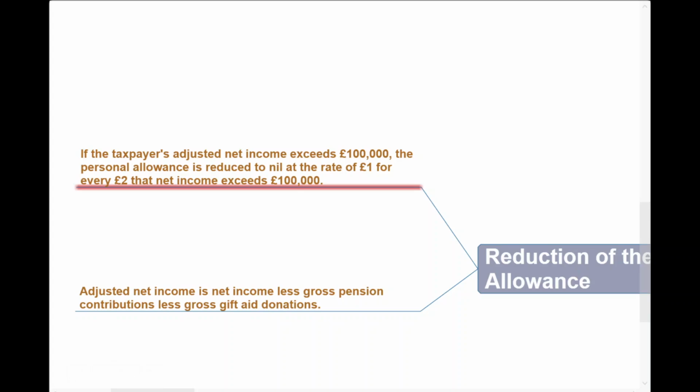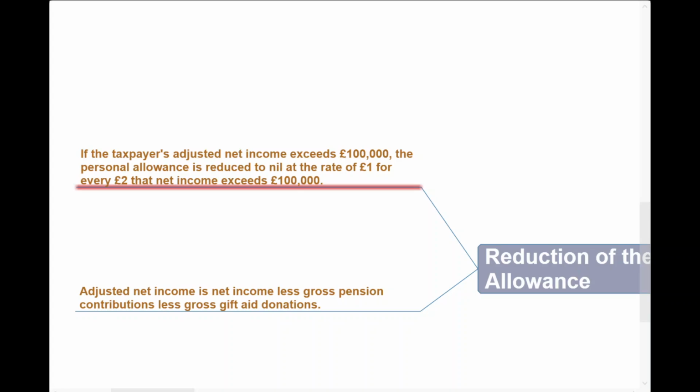In effect, what we're saying is, let's just say that we have an ANI, or adjusted net income, of 105,000. This individual is quite happy. They're earning quite a lot of money, in one way or another. Well, here comes the revenue. And they say, well, you've got a very large income. Do you know what we're going to do? For that additional £5,000 over 100,000, we're going to cut it in half. And that 2,500, i.e. 5,000 divided by 2, we're going to take off the value of the personal allowance.